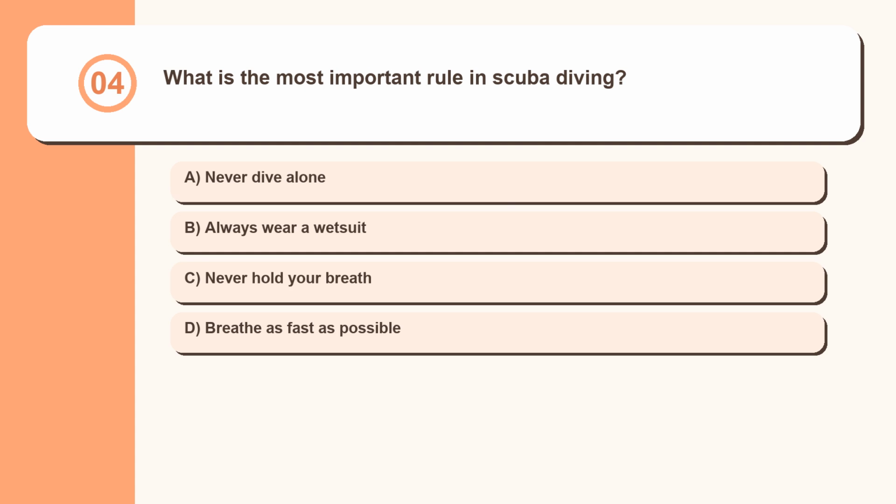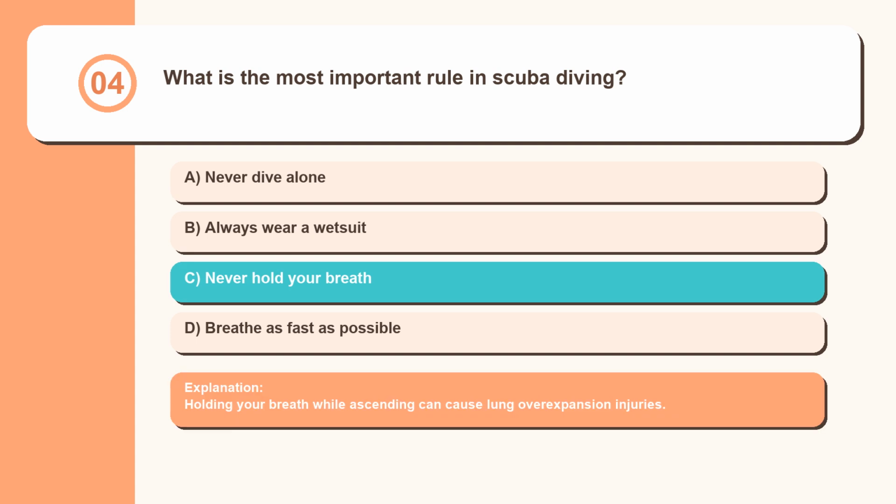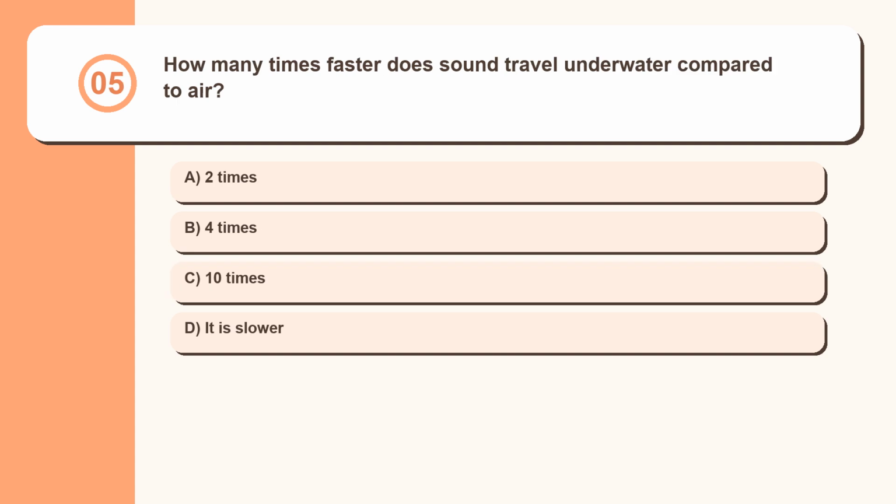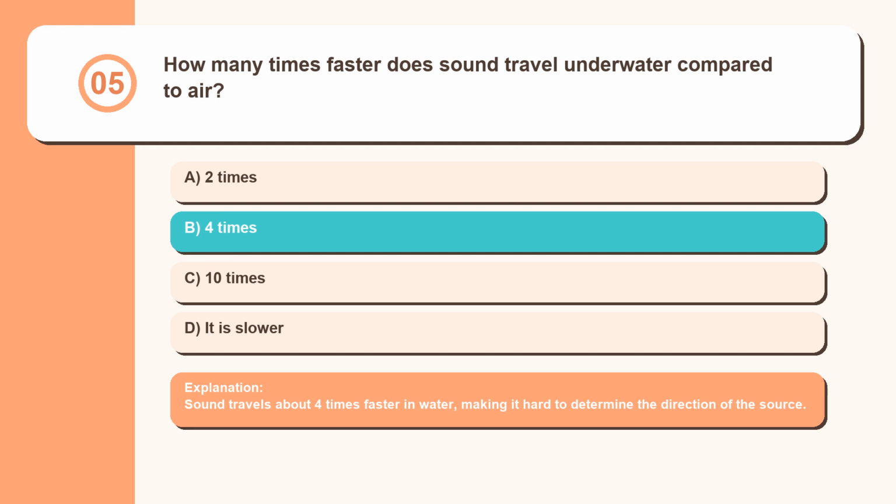Question 4. What is the most important rule in scuba diving? Never dive alone. Always wear a wetsuit. Never hold your breath. Breathe as fast as possible. Holding your breath while ascending can cause lung overexpansion injuries. Question 5. How many times faster does sound travel underwater compared to air? 2 times, 4 times, 10 times. It is slower. Sound travels about 4 times faster in water, making it hard to determine the direction of the source.